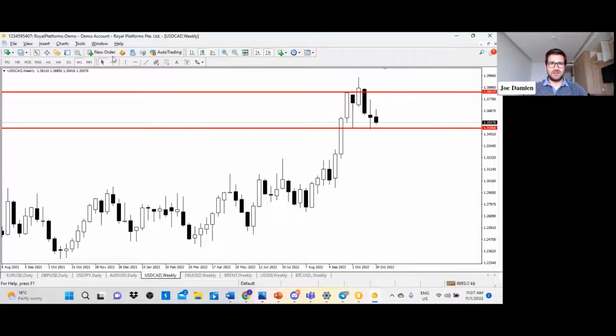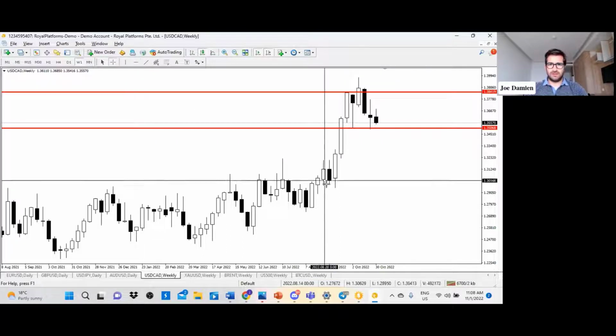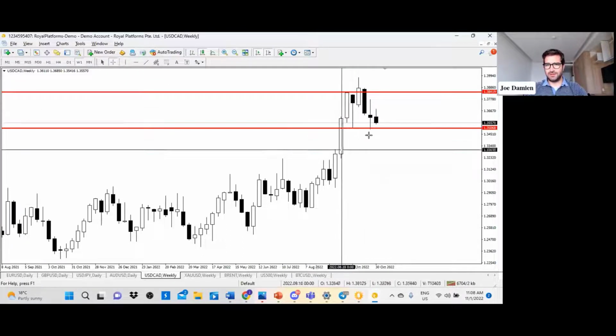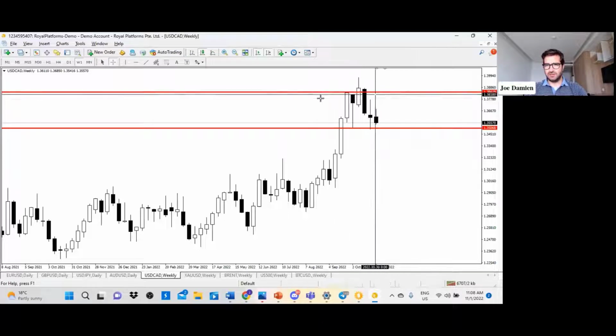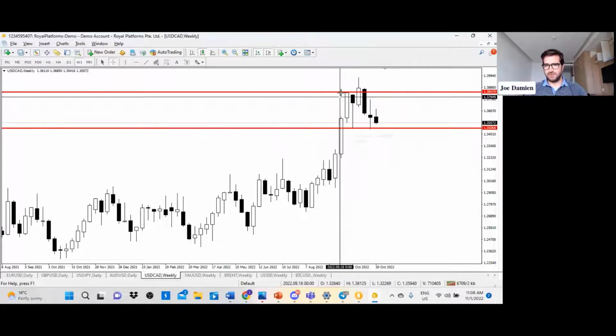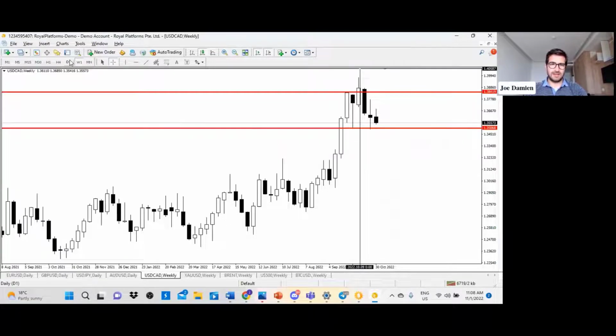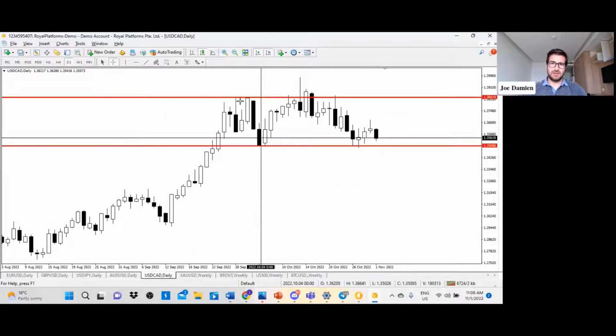USD CAD on the higher time frame is still bullish for sure. We have higher highs, higher lows. This is a kind of a channel here, or parallel one, range, whatever you call it. This one and this one. The market is bouncing inside this range. This is more clear on the daily time frame, you can see.